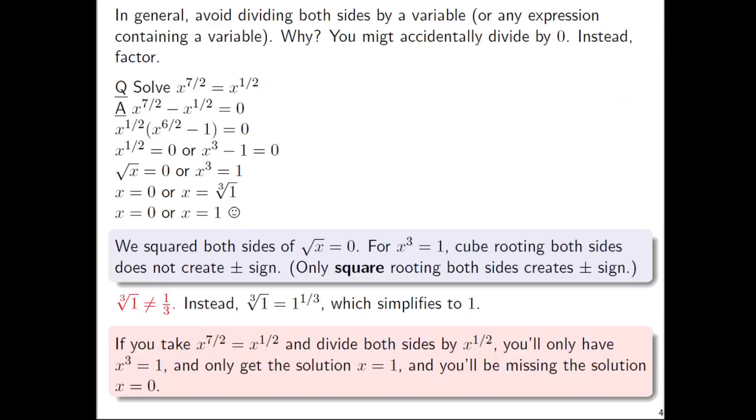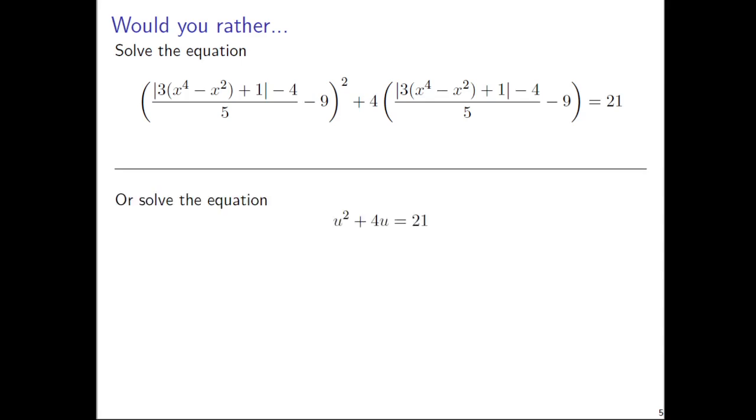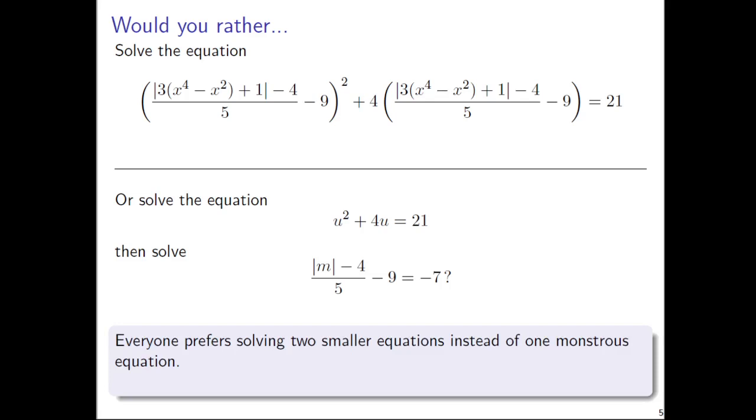Now, we're going to take a moment to talk about a bewilderingly large equation. We're not going to solve it right now, but I know there's a lot of stuff here, right? Absolute values and x to the fourth and x to the second, lots of things going on. But my question is really, would you rather solve this huge equation here, or would you rather solve the equation u squared plus 4u equals 21, and then afterwards solve this absolute value of m minus 4 over 5, then minus 9 equals negative 7? Would you rather solve that one huge equation at the top or these two smaller equations? I think everybody prefers solving two smaller equations instead of one monstrous equation.